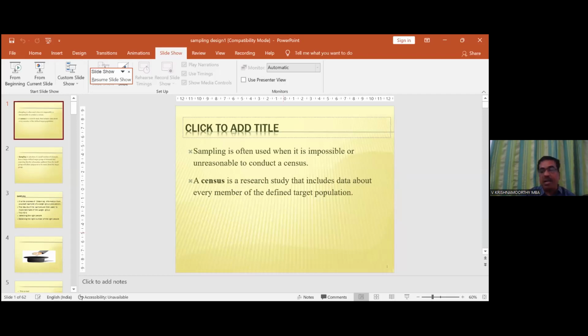Yesterday, we had a discussion with regard to the questionnaire development. During yesterday's session, we had a discussion with regard to concept, construct, what is construct, what is variable, what is item.